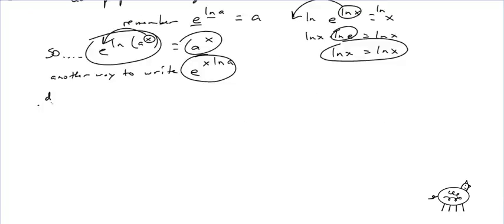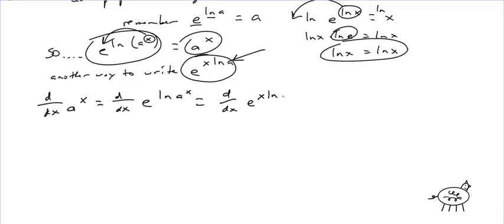Okay, so then I can say d by dx of a to the x is equal to d by dx of e to the ln of a to the x, which of course I'll put into this form because this is the form I really want to have here. It's going to be d by dx of e to the x ln of a. That's really what we're working with. Okay, and now it's pretty easy to take that derivative. D by dx of e to the x ln of a is equal to e to the x ln of a.